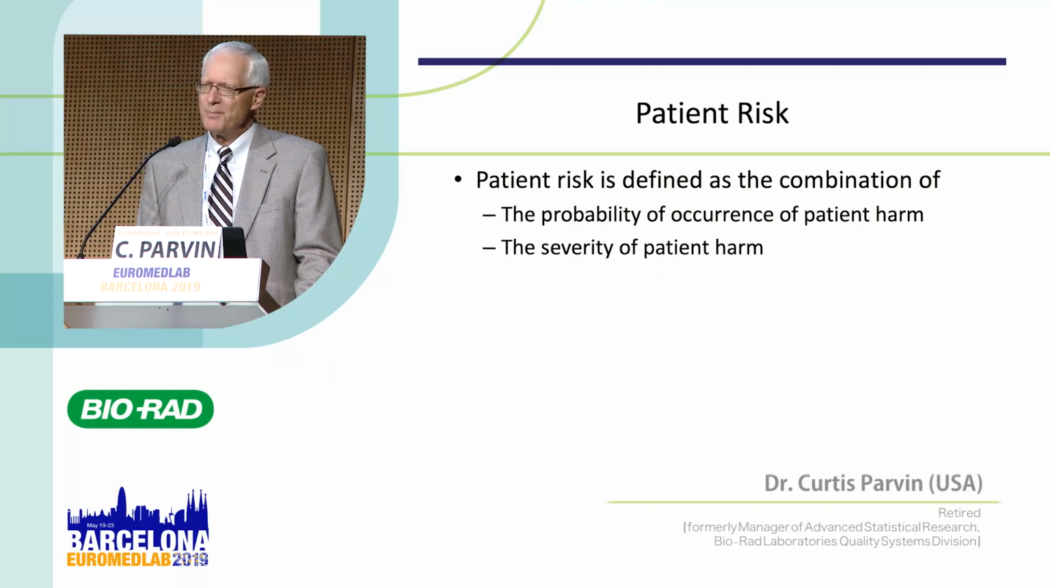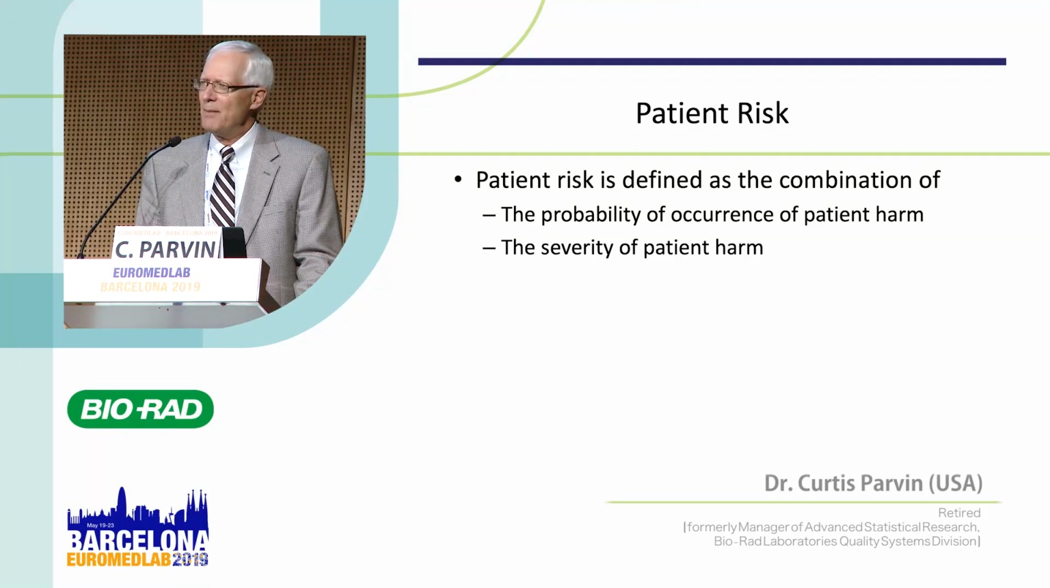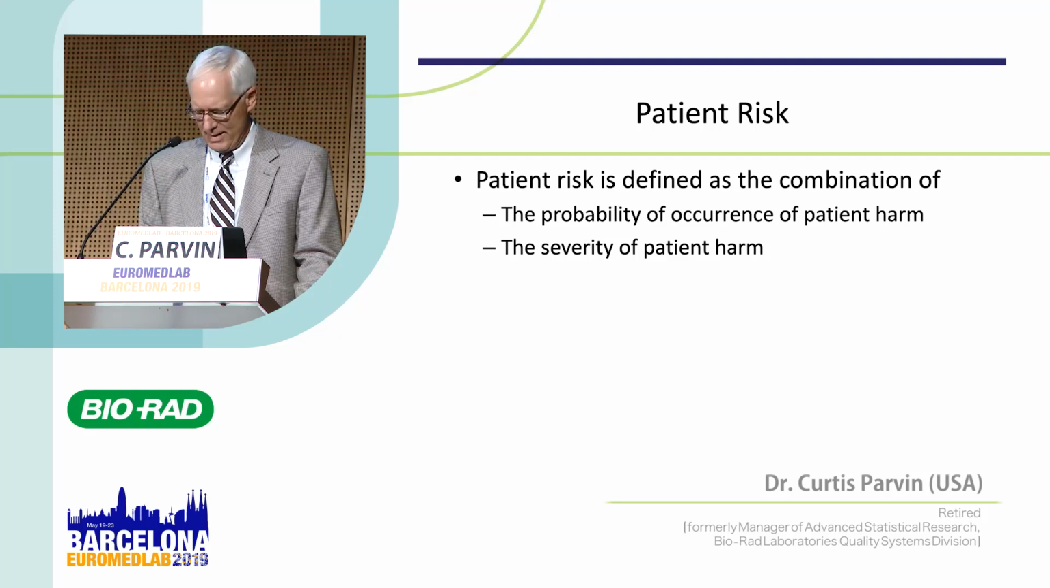Now, in these risk management guidelines, patient risk is defined as the combination of the probability of occurrence of patient harm and the severity of the patient harm. So it has two components: probability of occurrence of patient harm and the severity of that harm.